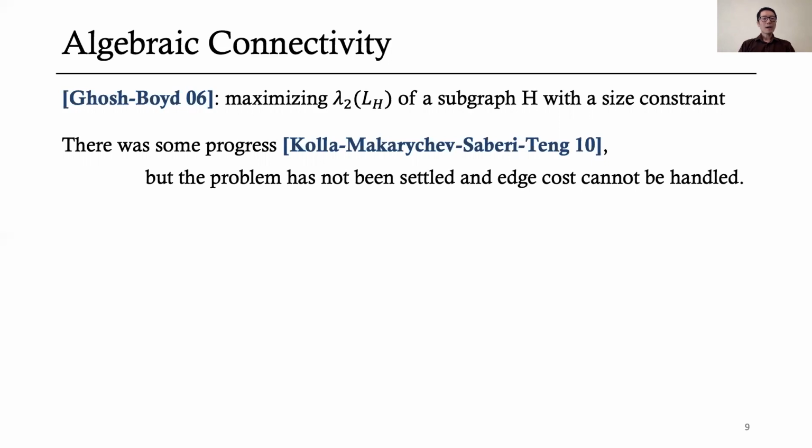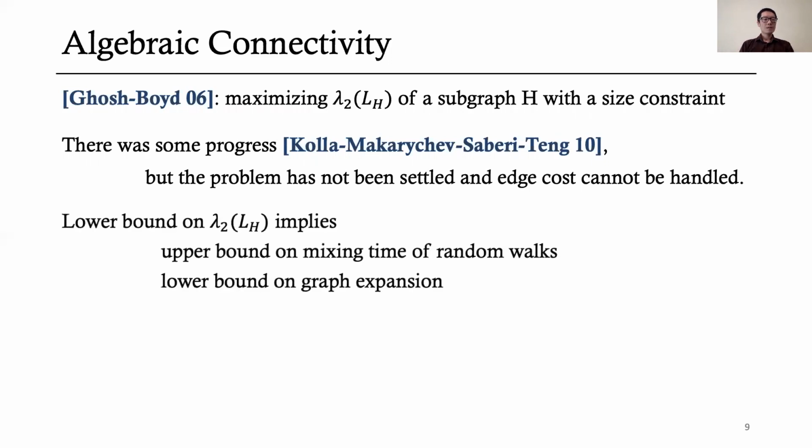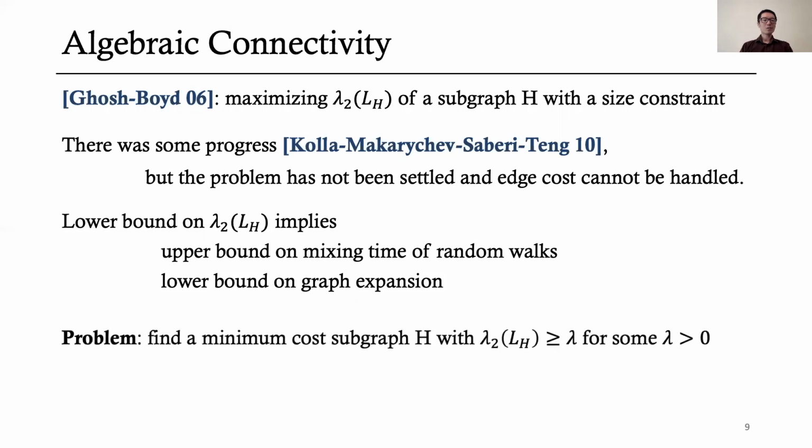But why are we interested in maximizing algebraic connectivity? A lower bound on algebraic connectivity implies fast mixing of a random walk on the graph. It also implies a lower bound on the graph expansion. All this implies the resulting graph is a well-expanding graph, which is a very useful property in many applications. Therefore, it is natural that we want to incorporate algebraic connectivity constraints into network design.